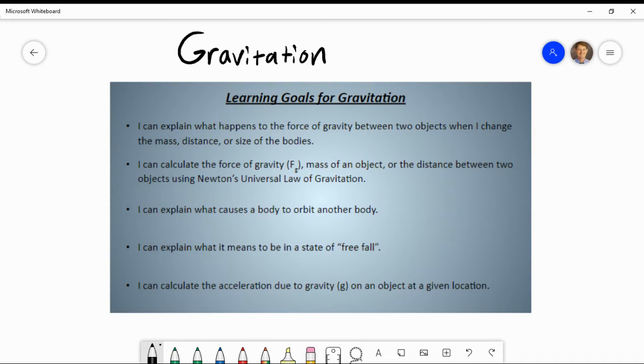This is just kind of intuitive based on the lab you did. Now, we'll get there. I'll explain that in a minute. Number 3, I can explain what causes one body to orbit another. This is actually pretty cool. It's really all about circular motion.